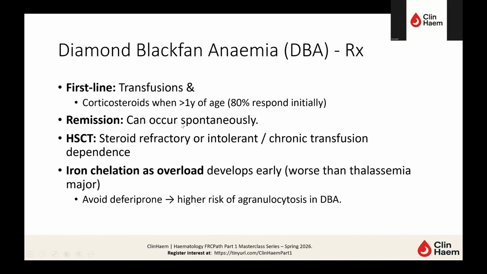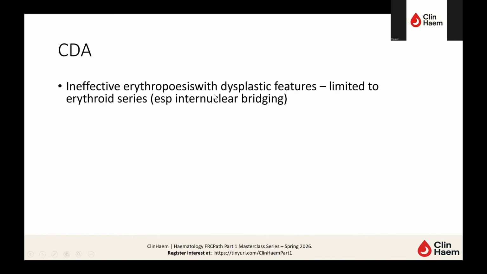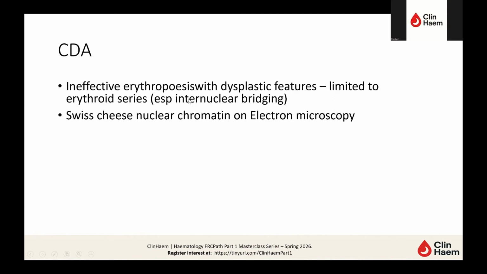So you don't use deferiprone, and you surveil for other cancers, which is very important. The DBA, this is also pure red cell aplasia, response to steroids, and you don't use deferiprone, and surveil for other cancers. CDA, ineffective erythropoiesis, bone marrow going to show multinucleated cells or internuclear bridges actually as well. In exam, they will say, oh, this shows Swiss cheese nuclear chromatin on electron microscope. This just shows dyserythropoiesis. So it shows Swiss cheese, that this is CDA.